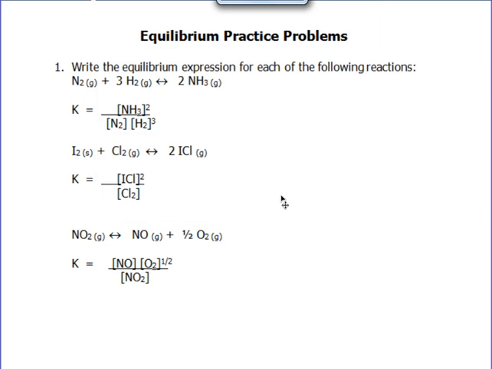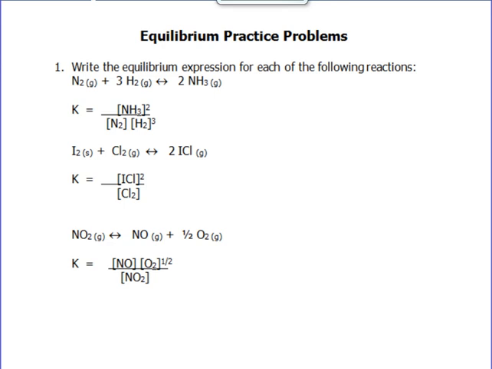Alrighty, and welcome to the equilibrium practice problems. Questions 1 through 4 first. The first one's pretty easy. It's kind of a review of equilibrium from last year. We have just a little bit to review here. This is all just setting up the expressions. This should have been pretty easy to handle.